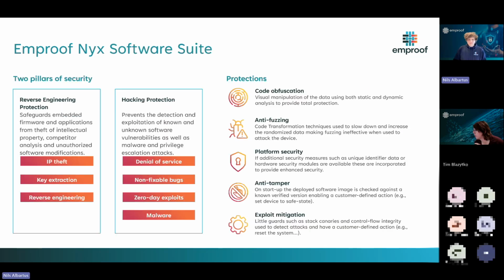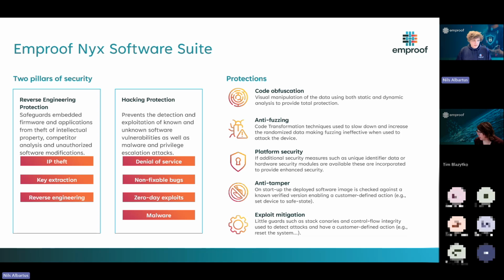Yeah, so I just left this slide in here. This is an overview of our main offering. On the left, we have the reverse engineering protection, which can be used to protect IP, so valuable algorithms, but it can also be used to hide keys, which is what Tim will show in a second. So how can these keys that he just identified using tools like Hydra be hidden so that they are not so easy to find by a reverse engineer.